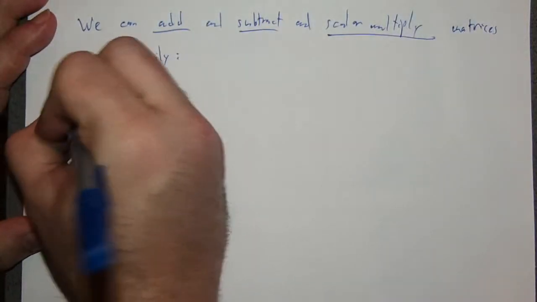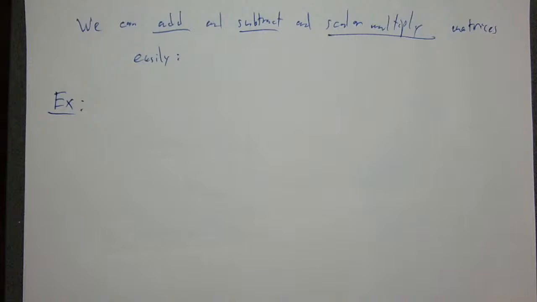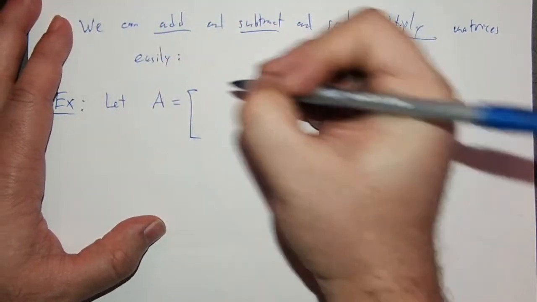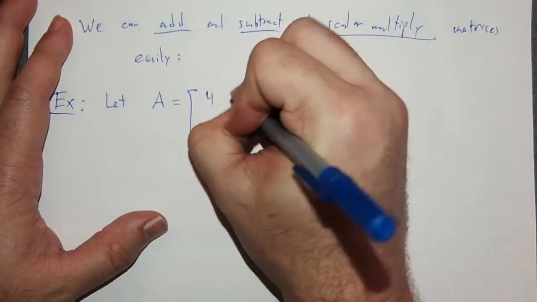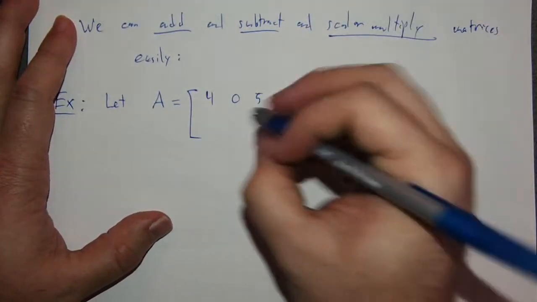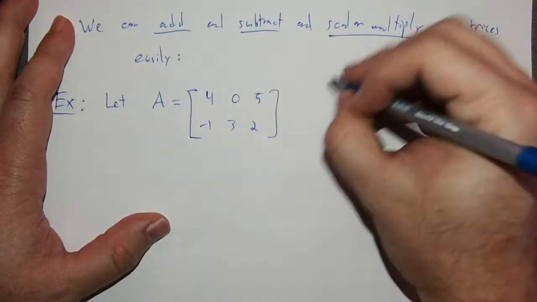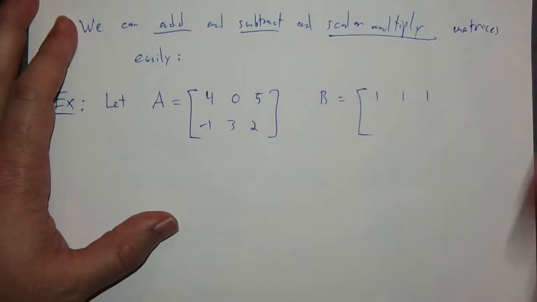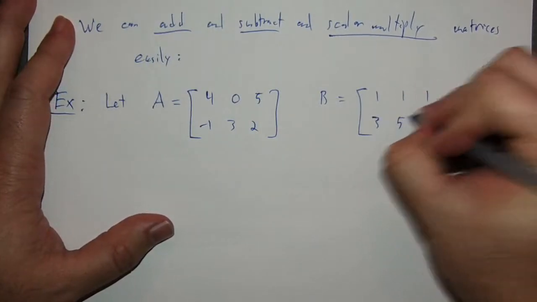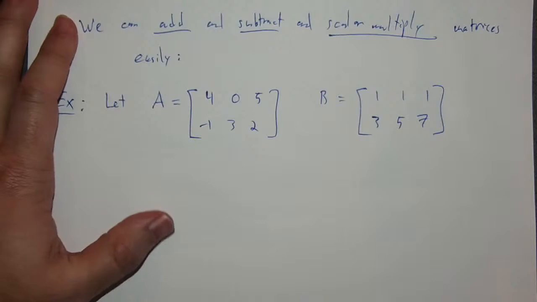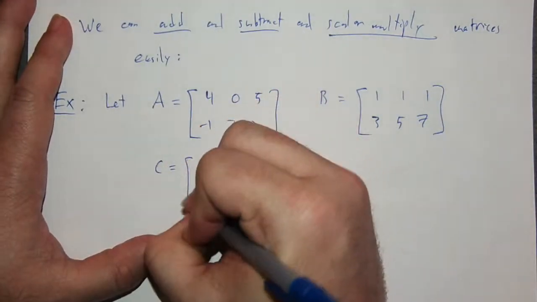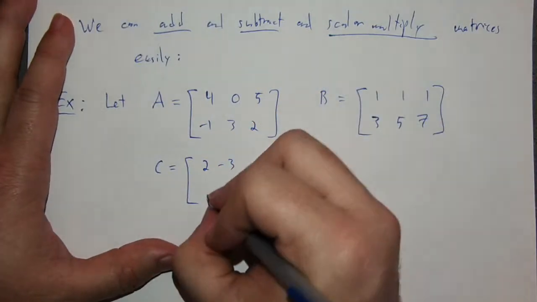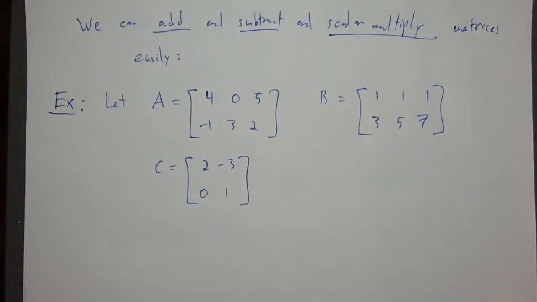So to see this, like I said, rather than write out a formal definition, let A be the matrix, reading row-wise, 4, 0, 5, minus 1, 3, 2. Let B be the matrix 1, 1, 1, 3, 5, 7. Let C be the matrix, say, 2, minus 3, 0, 1. Okay.